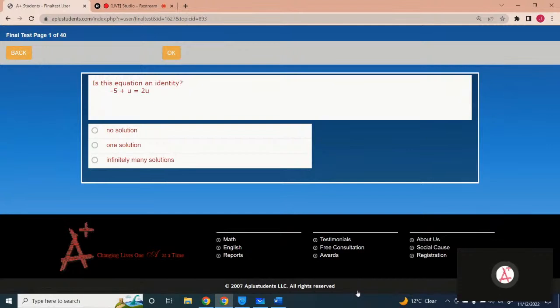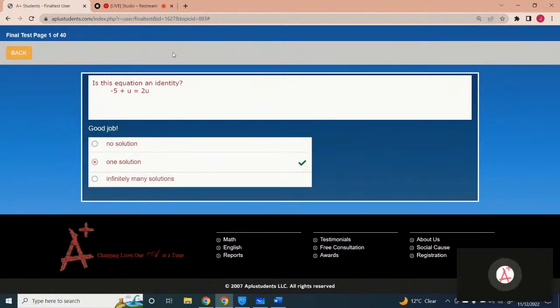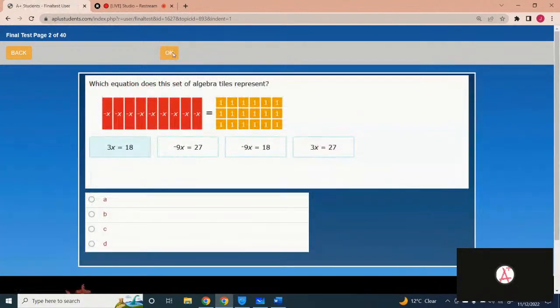Okay, is this equation an identity? So you have to look if the equation is an identity. So the equation has just one solution. That means the equation is an identity. If an equation has just one solution, that means the equation is an identity. Got it? So this equation is an identity.